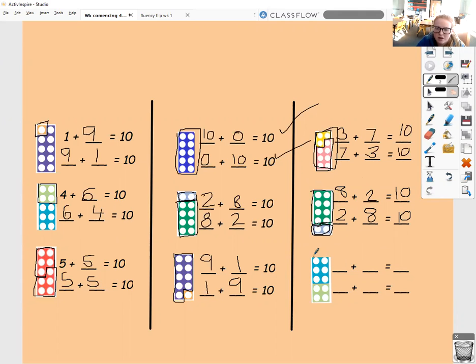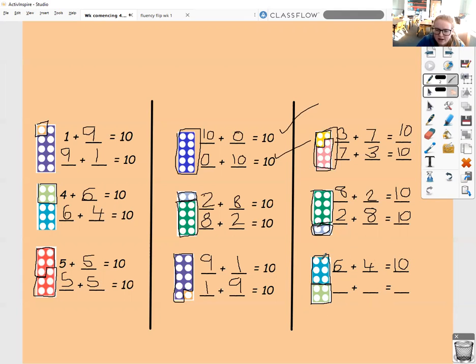Fantastic. This time we're starting with this piece of Numicon. This piece is a 6 plus how many more? How many more do we need to add to 6 to make 10? What piece of Numicon is this? This is a 4. What is our whole? What are we doing number bonds to? Number bonds to 10. Fantastic.